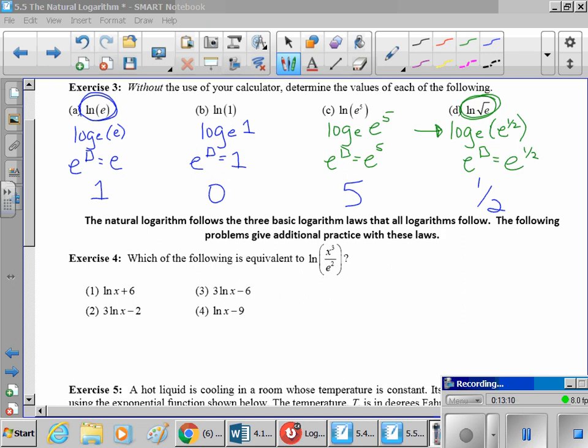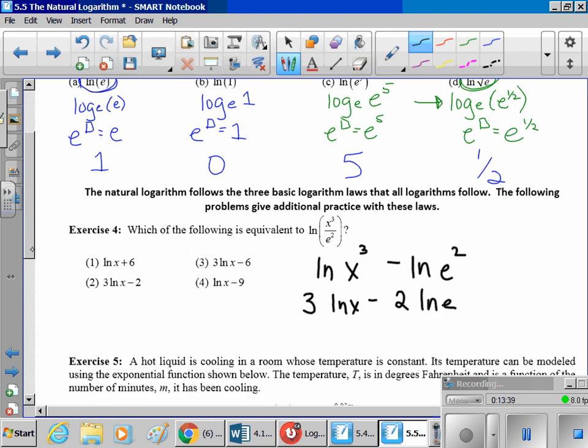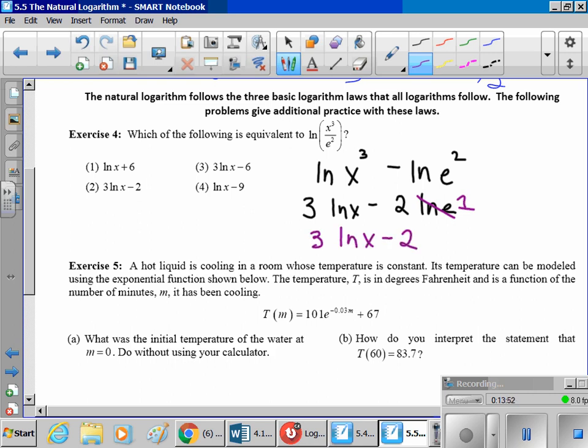So exercise 4, which of the following is equivalent to the ln of x to the third over e squared? So we're just going to apply the same rules that we just worked on. So this is the same thing as ln of x to the third minus ln e squared. Pull the exponent out front. So 3 ln x minus 2 ln e. Now, this is what I was just telling you, that the ln of e is one of those really important numbers that we will always know, because the ln of e is equal to 1. So this becomes 3 ln x minus 2.